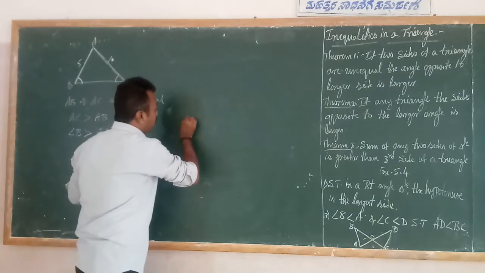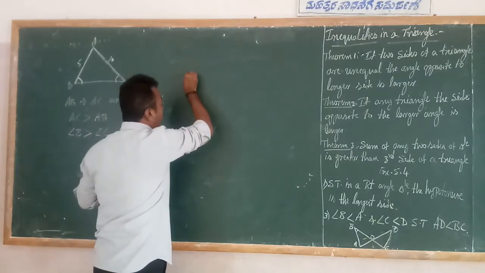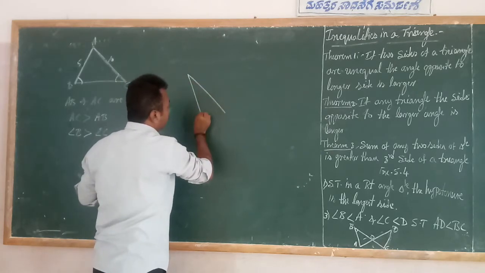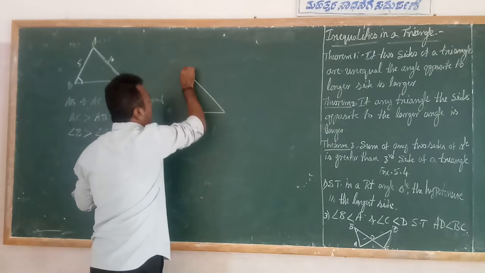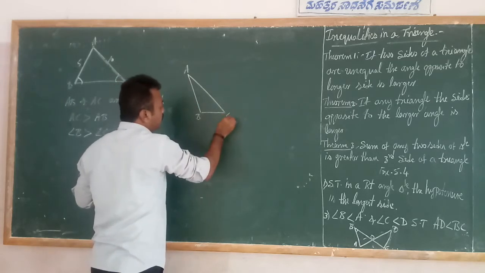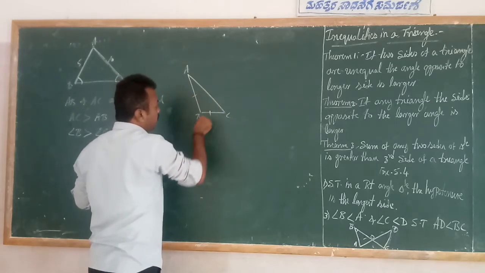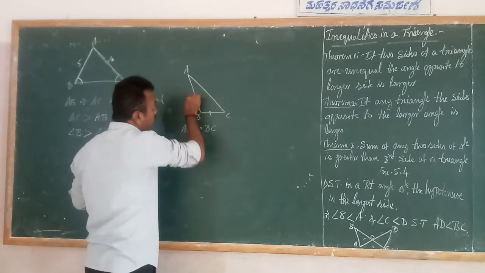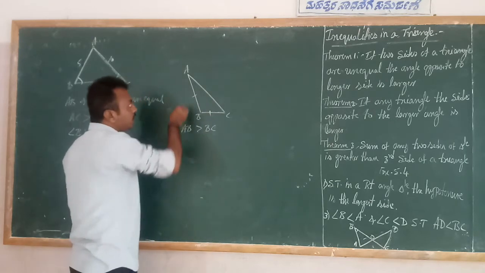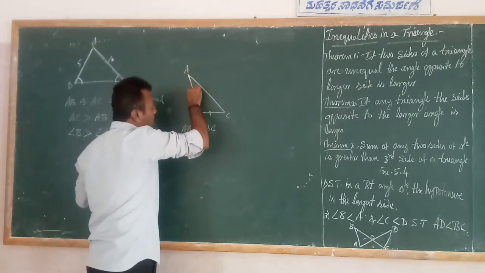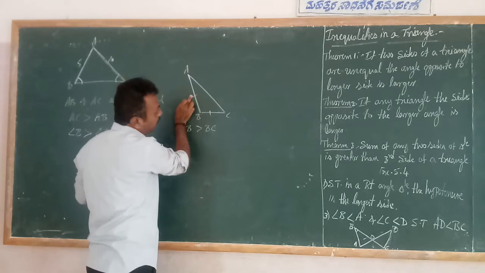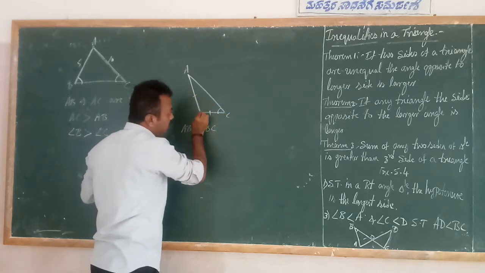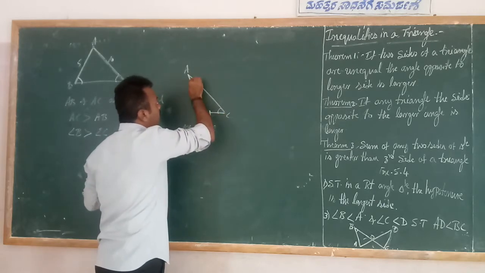So I will take another example. Here A, B and C. I will consider AB and BC. Here AB is greater than BC. Yes, AB is greater than BC. What is the angle opposite AB? AB is opposite angle C, and BC is opposite angle A.